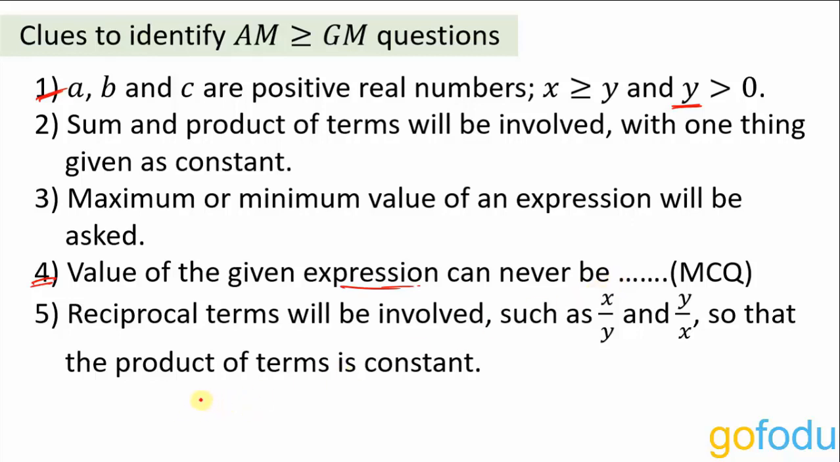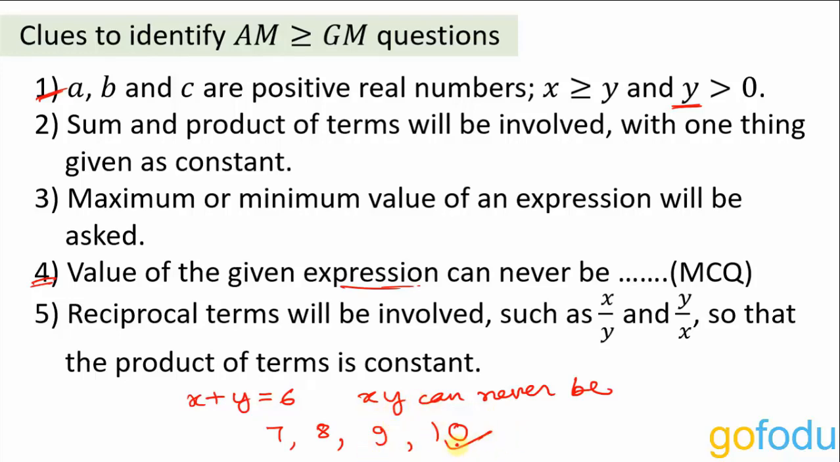For example, let's say x plus y is 6, x and y are positive real numbers, and xy can never be. And the 4 options are 7, 8, 9 and 10. These are the 4 options. Now maximum value of xy will occur when both x and y are equal. That means x and y are 3 each. xy will be 3 into 3, 9. So maximum value of xy is 9. xy can never be 10.